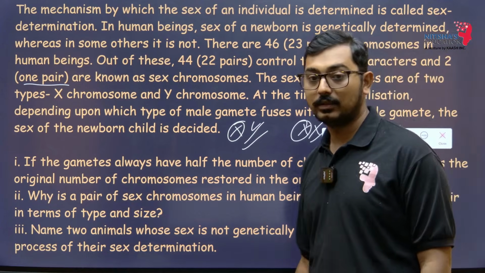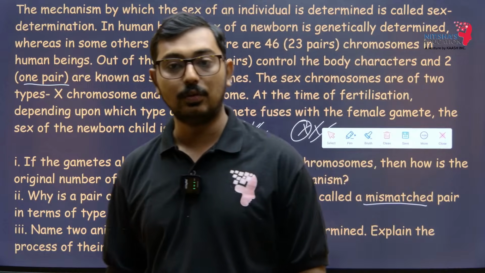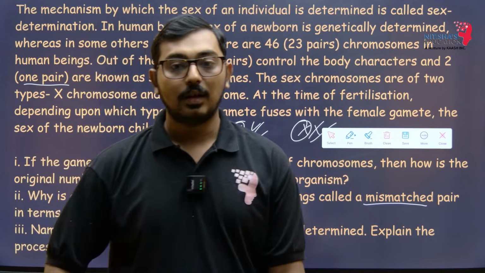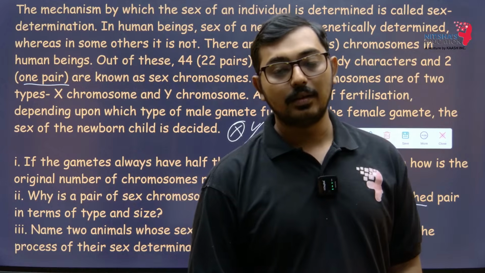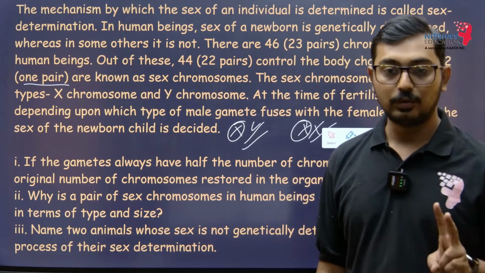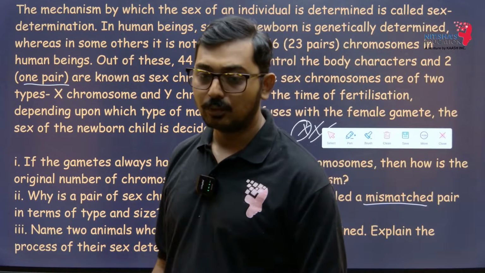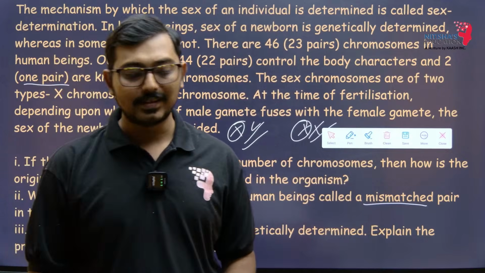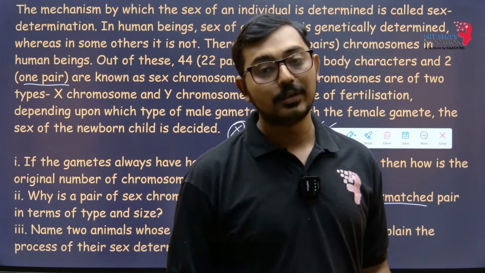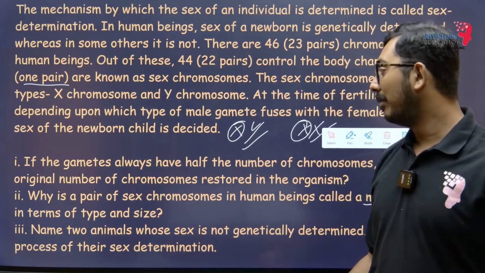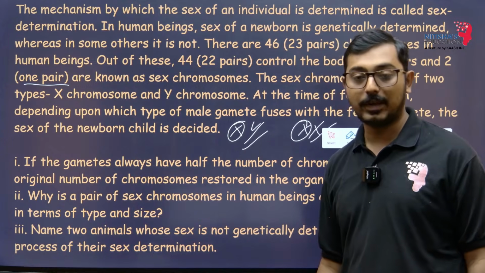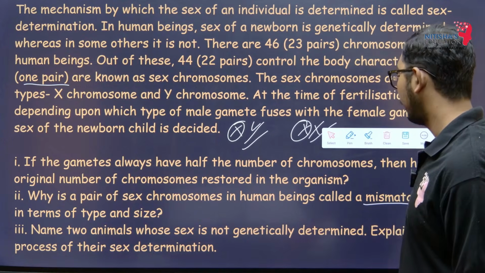Why is a pair of sex chromosomes in human beings called a mismatched pair in terms of type and size? Because the male has two chromosomes, where one is the X chromosome, which is the normal size, and Y is a chromosome which is a little bit shorter. So in male it is mismatched.